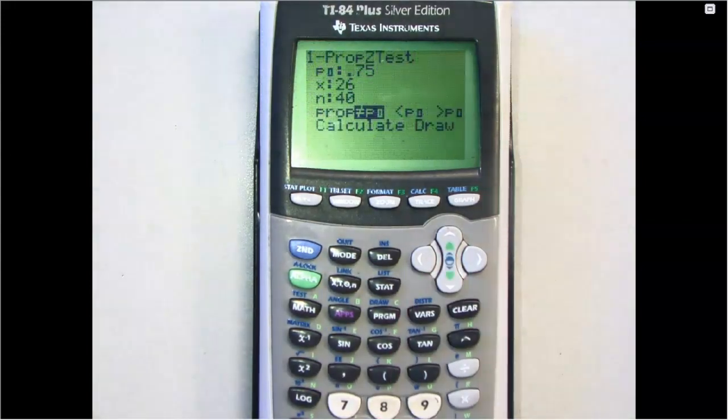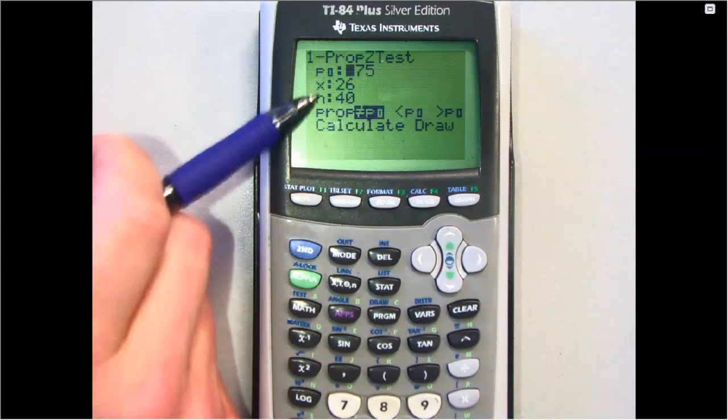So p0 is, what is the p for H naught? That's the claim. p0 is your claim. So that's stat, tests, and then number 5 is one prop Z test. p0 is their initial claim, and then you put the fraction from your sample. So it's 26 out of 40.